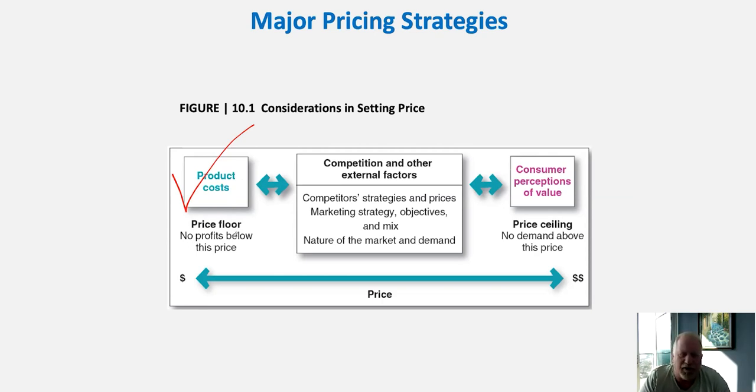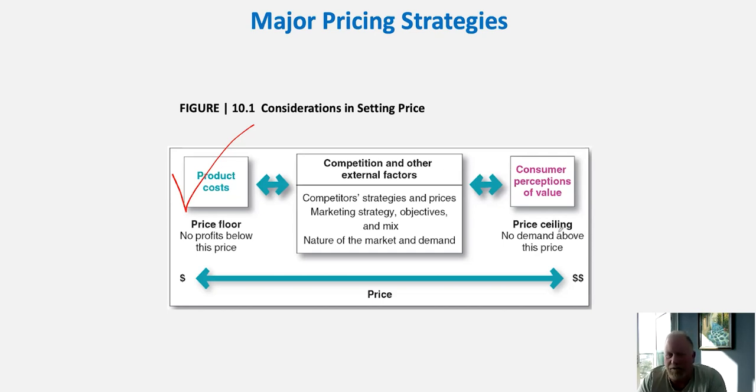And that's the floor. Assuming we charge any less than that cost, we start to lose money on the sale of every unit of that product. So that's what we call the price floor. We generally speaking do not want to go below a price floor on any one product because we'll be losing money on the sale of that product. So that's the lowest we could go on a product.